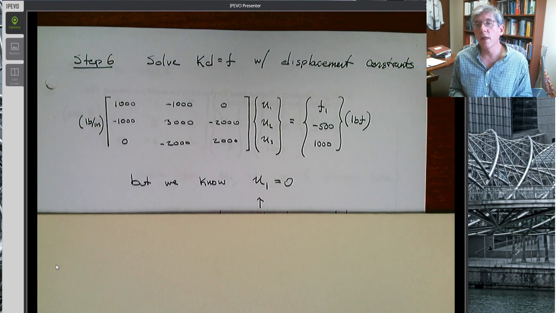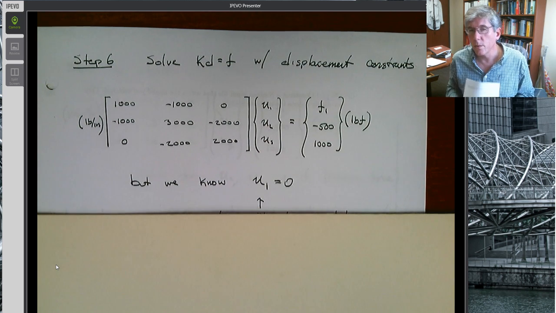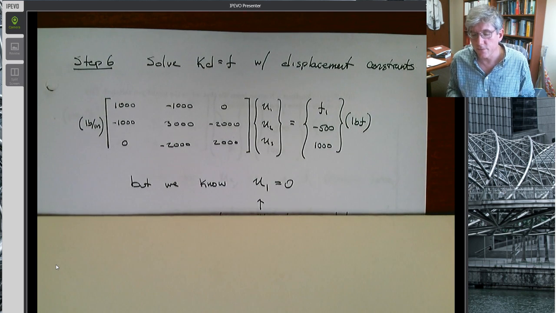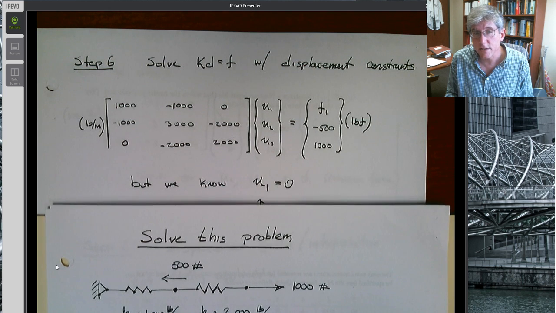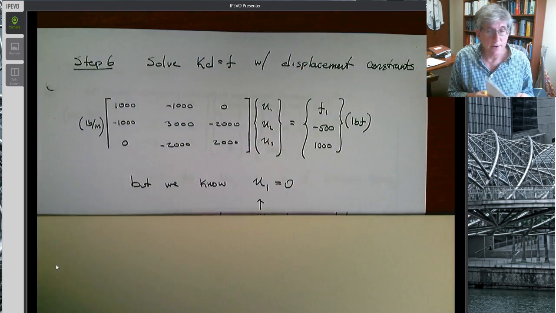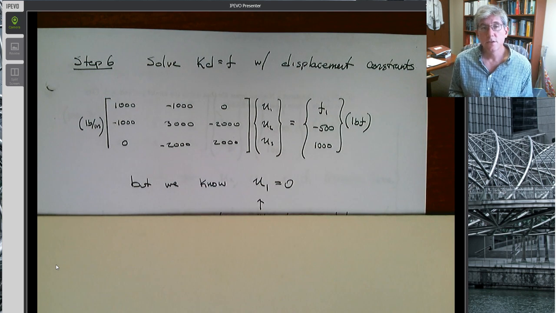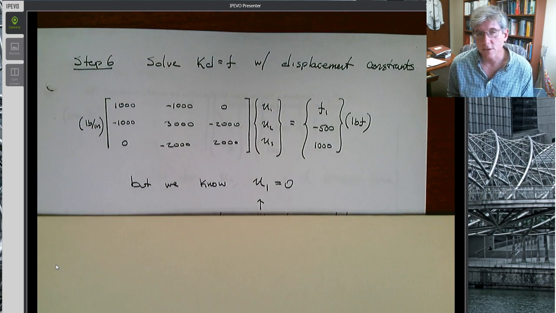All right, but we do know one other thing, right? Even though we don't know the reaction force at node 1, we do know that the problem is fixed, so we know that the displacement U1 at that node is equal to 0. Right? So this is always going to happen. This is what I mean when I say we have to solve KD equals F with the displacement constraints, okay?